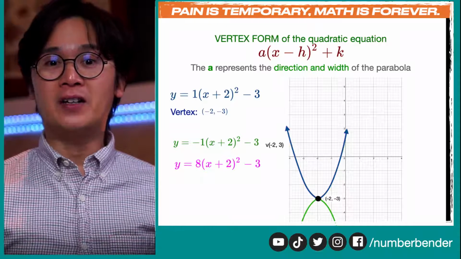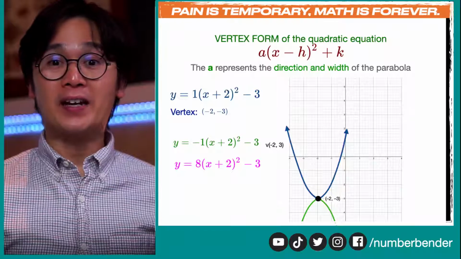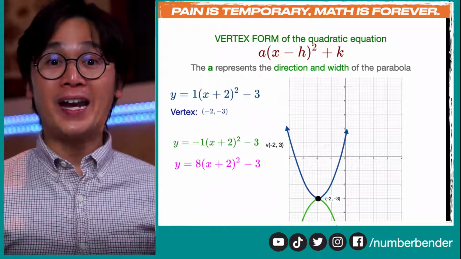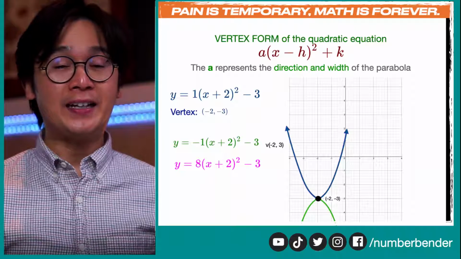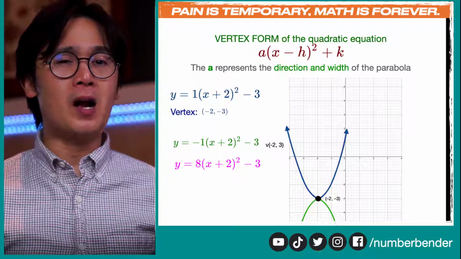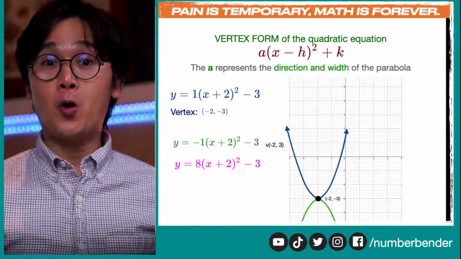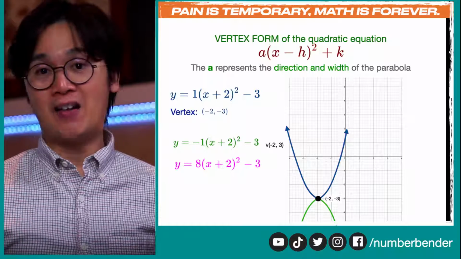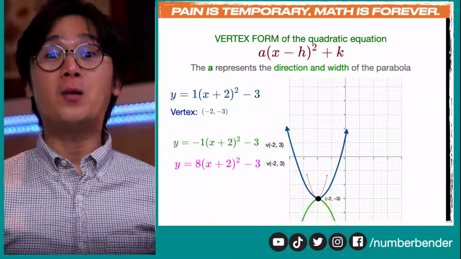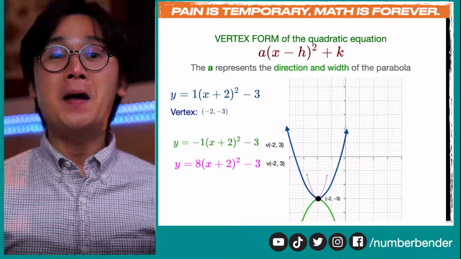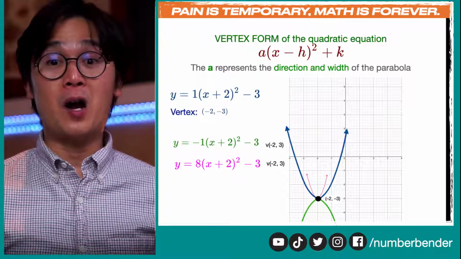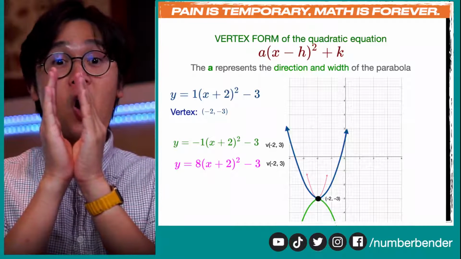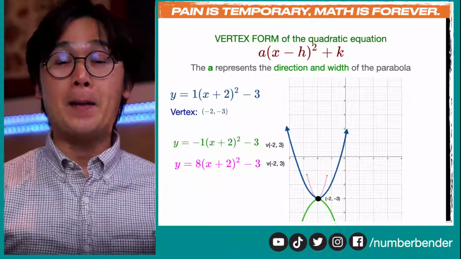So if I have y equals 8 times the quantity x plus 2 squared minus 3, notice that from 1, now our a is a little bit bigger, which is 8. Now the question is, do you think that the parabola is going to be narrower or wider? So we're going to see it in the next graph. Notice that now our parabola is not just shorter, but narrower. So the parabola becomes a little bit slimmer when the value of your coefficient a is getting bigger.